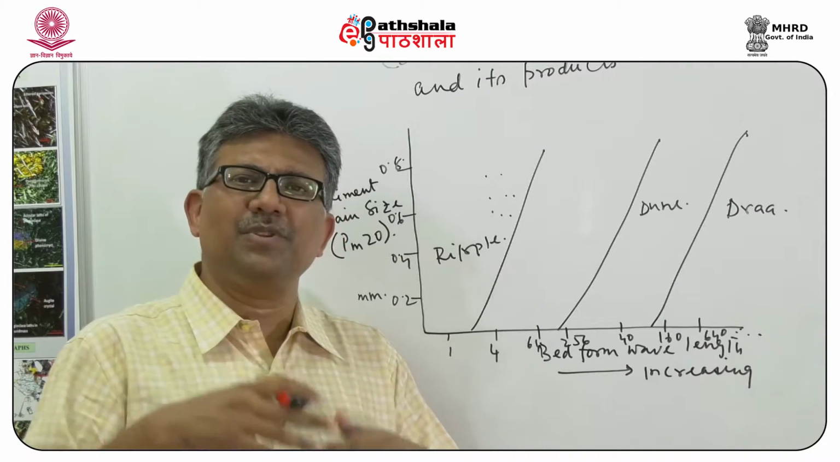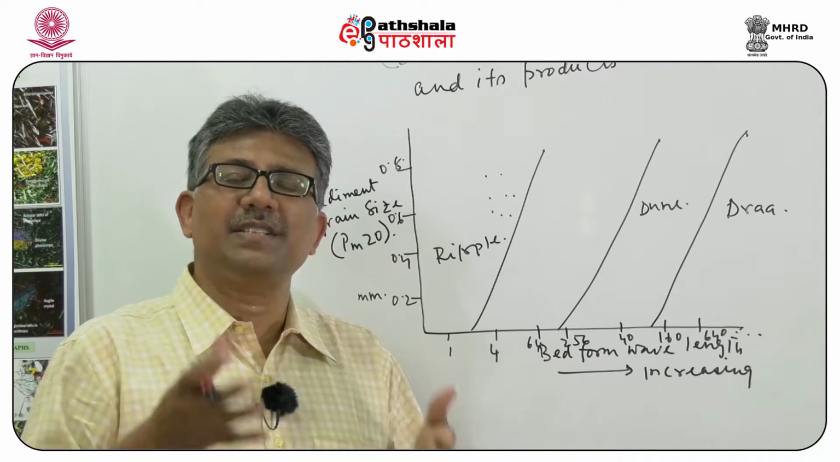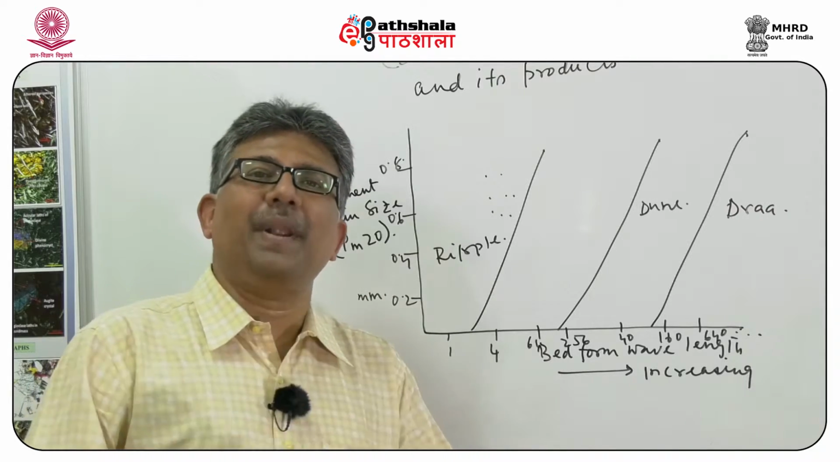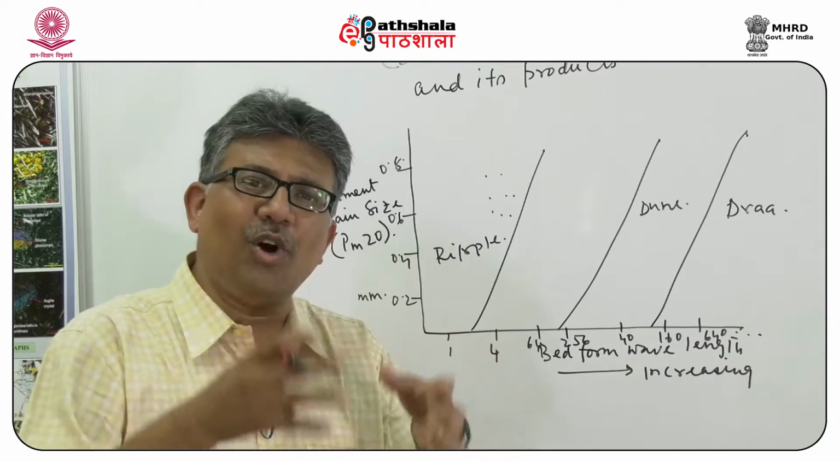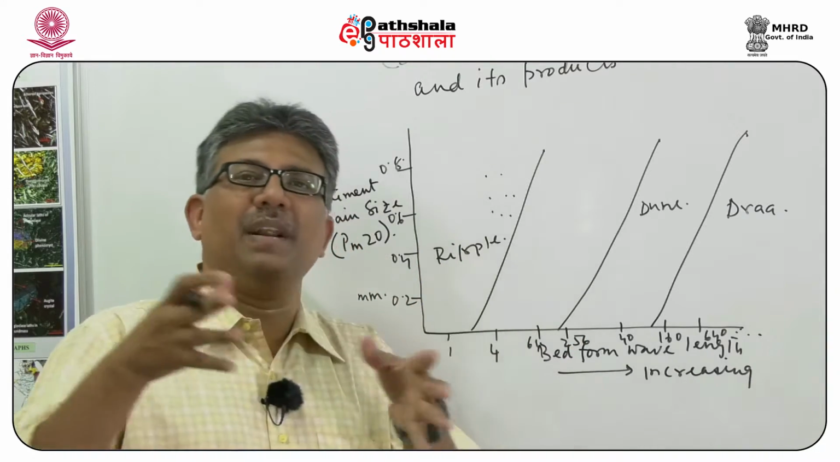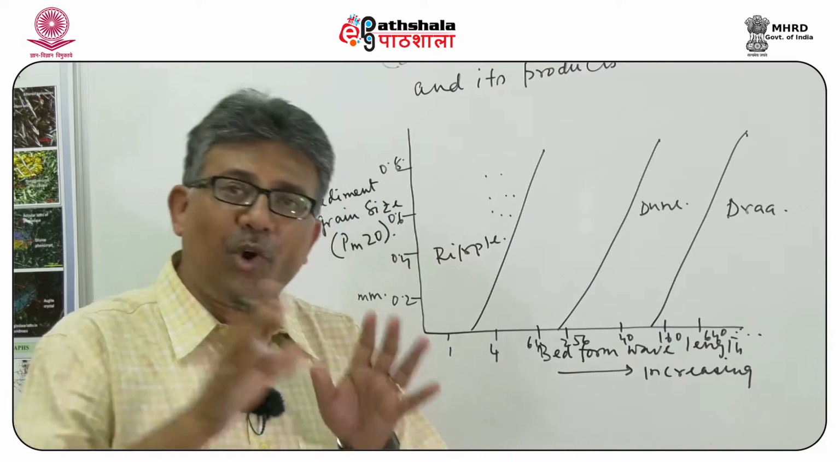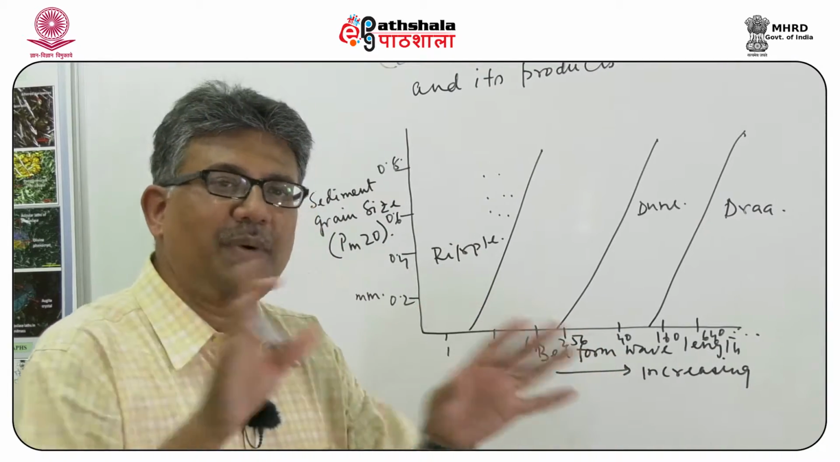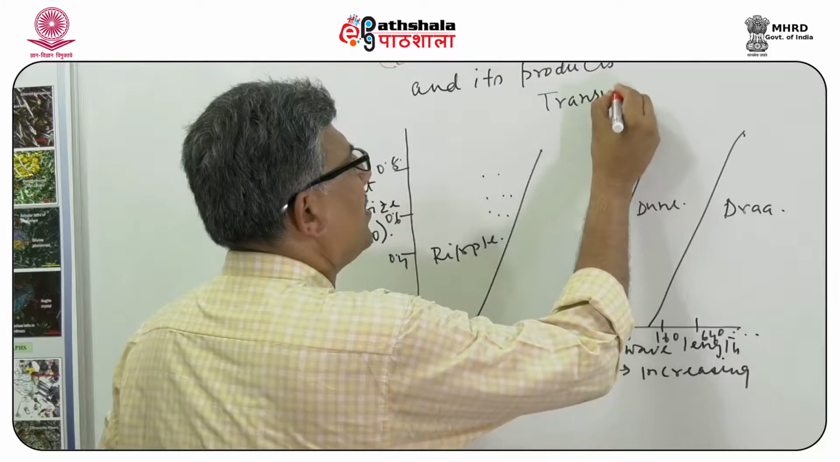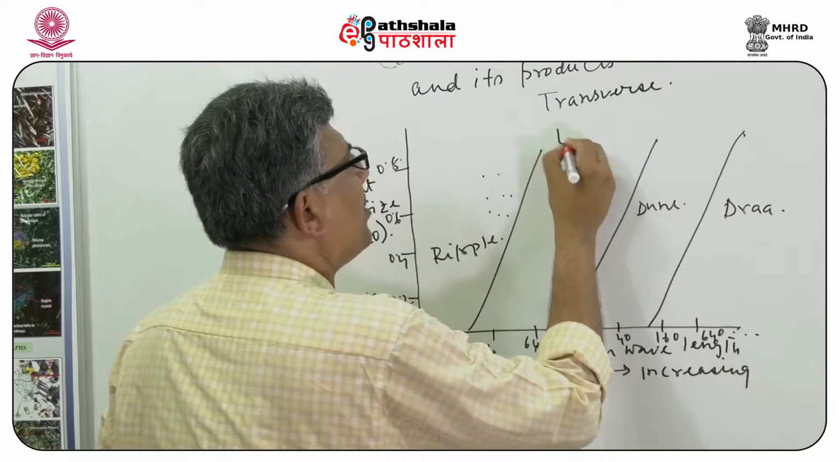All these things depend upon the geometry and direction of the wind, the velocity of wind and the supply of sediment. Depending on all these parameters, the Aeolian bed forms assume different kinds of geometry. Broadly, we divide the Aeolian bed forms into number 1, the transverse bed form, and number 2, the longitudinal bed form.